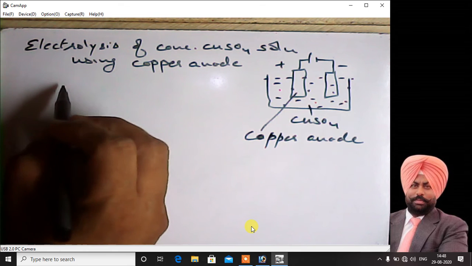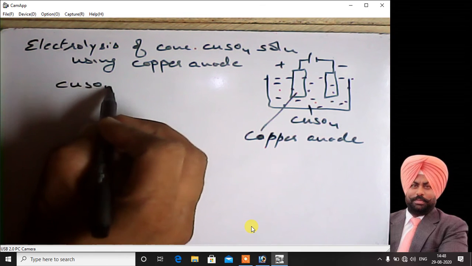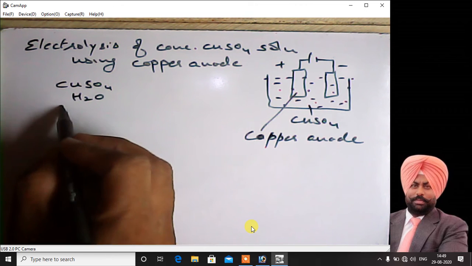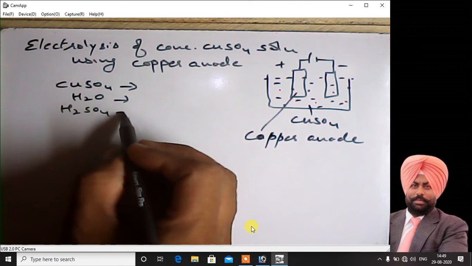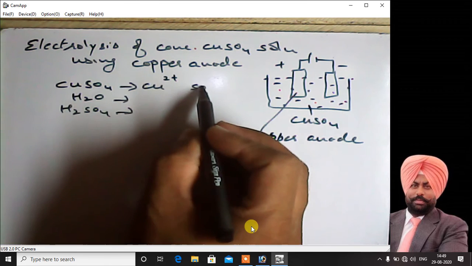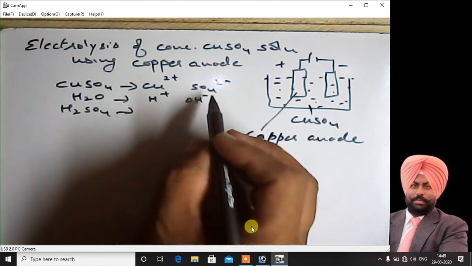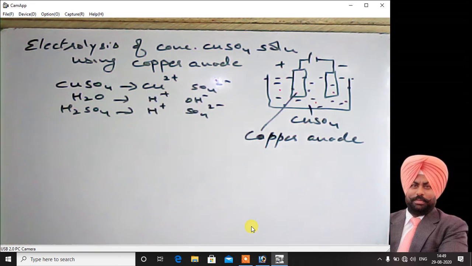As we know that the name is concentrated copper sulfate solution, we have the electrolytes of the compounds copper sulfate, small amount of water and small amount of sulfuric acid in it. Copper sulfate will form copper 2 positive ions and sulfate 2 negative ions. Water will form H positive and OH negative ions. Sulfuric acid will form H positive and SO4 2 negative ions.